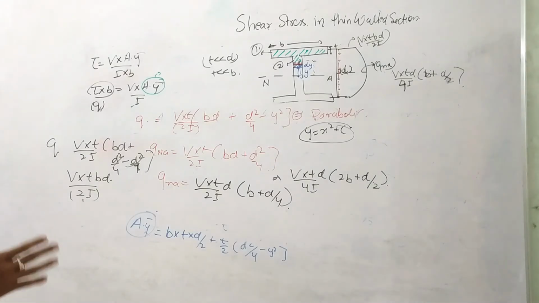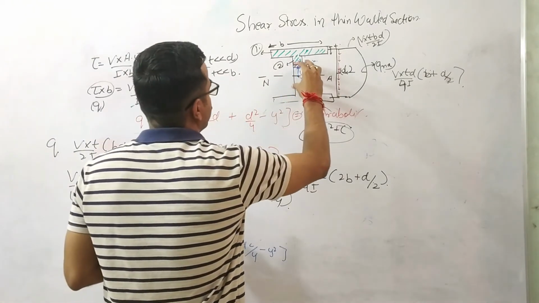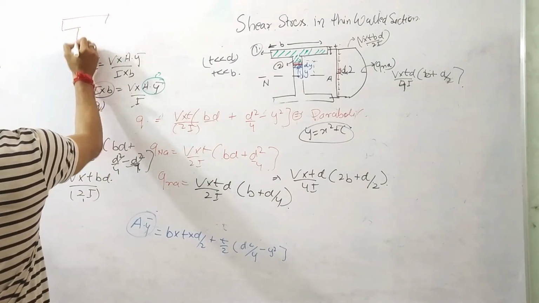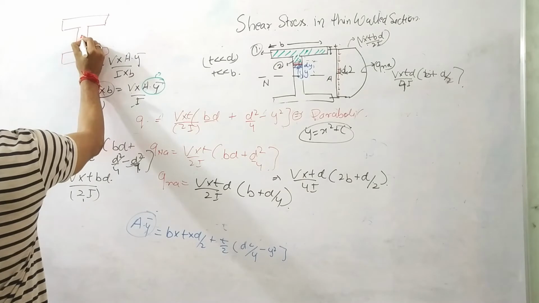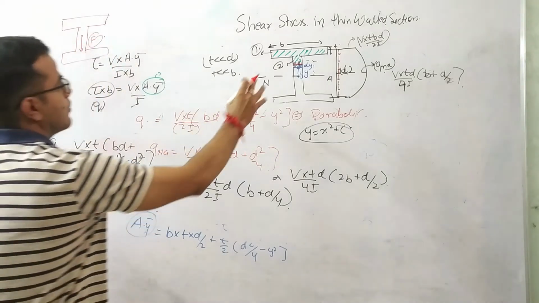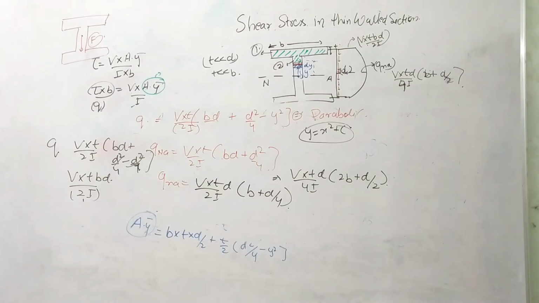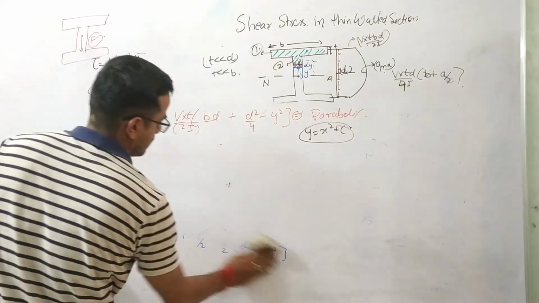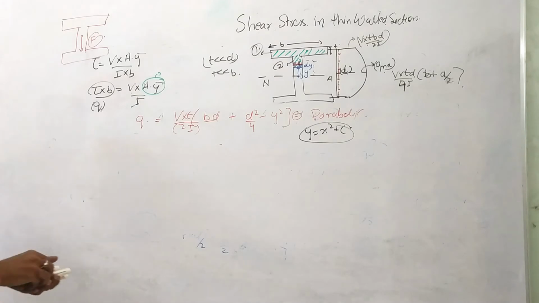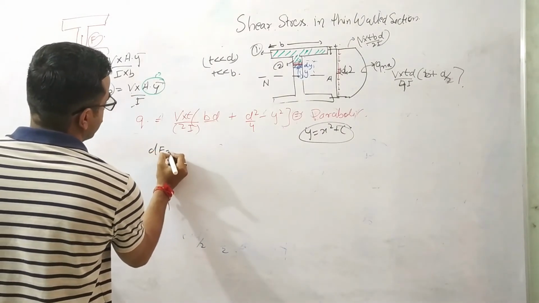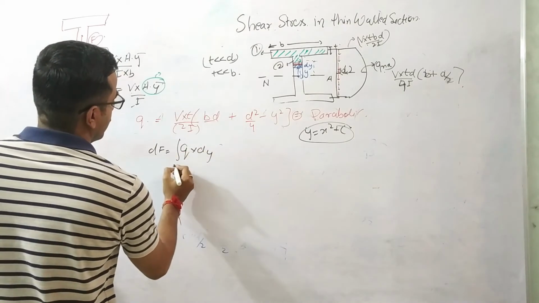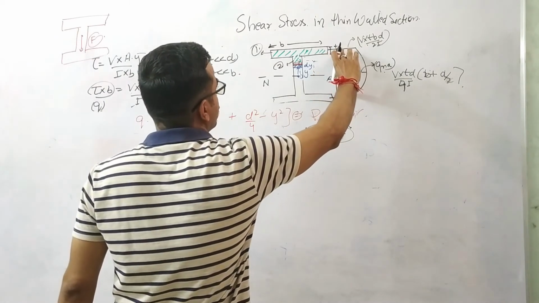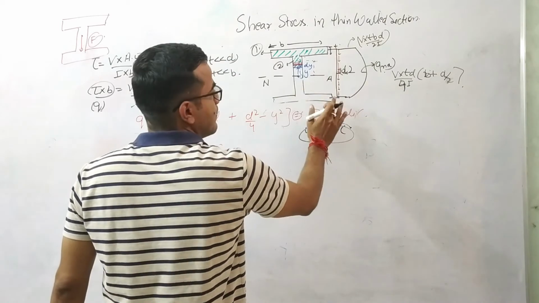Now we'll calculate what will be the effective force F acting along this web. What I want to tell is what will be the net effective force, this F effective force which is coming from this shear flow. We just need to integrate our expression over here. So dF is nothing but q into dy, and we will integrate from minus d by 2 to plus d by 2, because we need to find the complete shear, the magnitude of total force along this web.